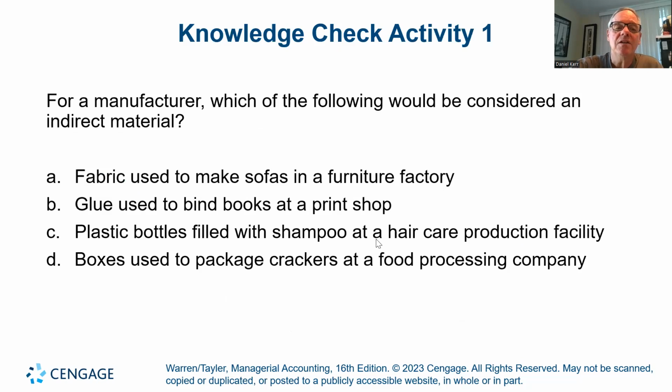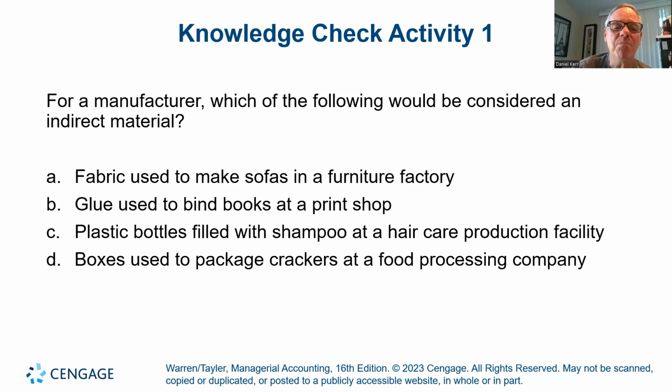All right, so here's a little knowledge check here. For a manufacturer, which of the following would be considered an indirect material? Remember, indirect material, which becomes part of overhead, would be material that is difficult to trace to an individual job. So fabric used to make sofas, well, I think you probably could. They're making sofas, you can easily trace the cost of the materials to make the sofas. Look at a sofa, you see a lot of fabric there.